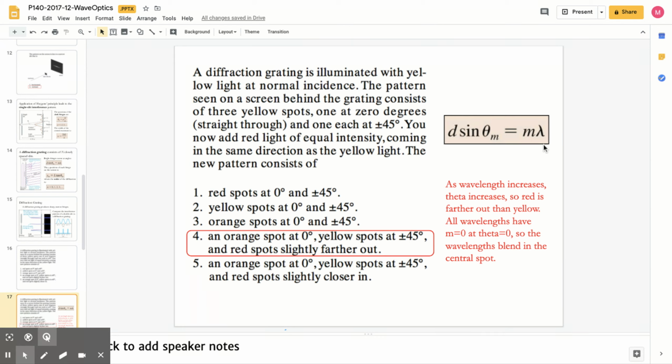Looking at our equation, if lambda increases, then theta increases. And so red is farther out than yellow because red has a bigger wavelength. They blend at the center because m is equal to 0. If m is equal to 0, then theta is equal to 0, so we don't have any separation. The only place we're going to see a difference is out at any m greater than 0, and we'll see larger separation at larger m's.